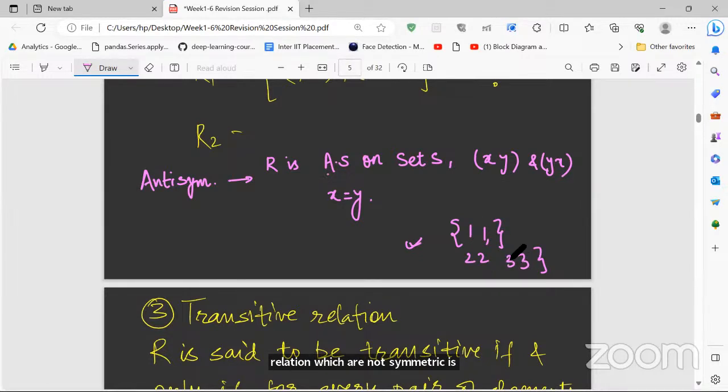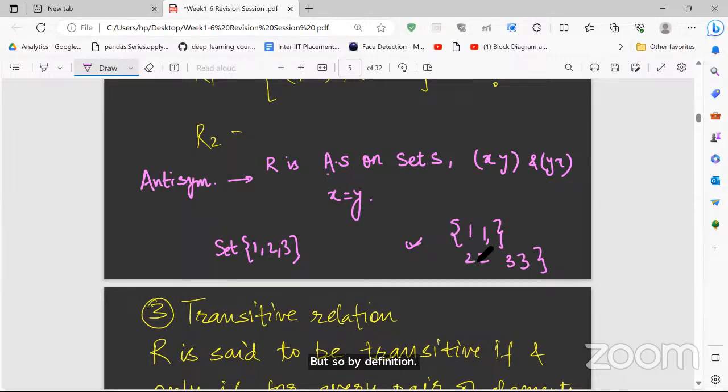If you have 1, 1, 2, 2, 3, 3, then if you have some set where only 1, 2, 3 is present, is this symmetric? Yes, sir, it's symmetric. Is this anti-symmetric? By definition, yes. No, sir. Why no? But sir, by definition, 1 is not equal to 2 here. So how is it anti-symmetric?